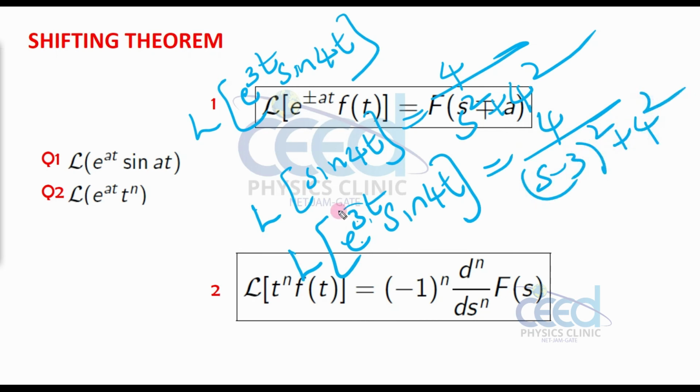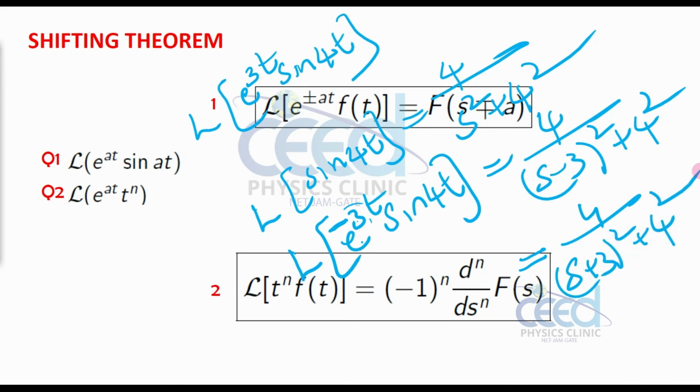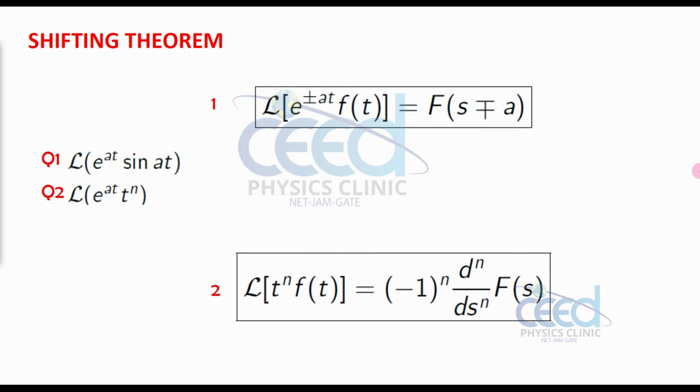Suppose the question is given as e raised to minus 3t, then you have to give the answer as 4 by s plus 3 the whole square plus 4 square. So this is the method. Now for the second question also, sometimes the question may be given with a and n values. At that condition, suppose you have a question e raised to minus 2t t raised to n, that is t cube. Then what is the Laplace transform of this t cube?